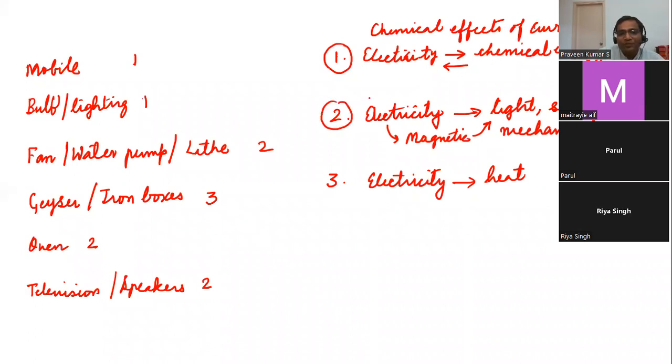Category 2 is called magnetic effects of current. So all the appliances that we use at home, most of them make use of magnetic effects of current. And the third one is called heating effects of current.